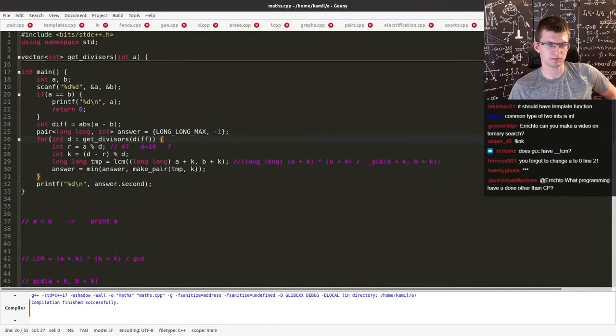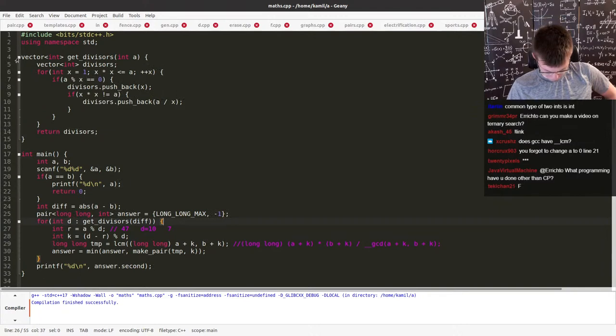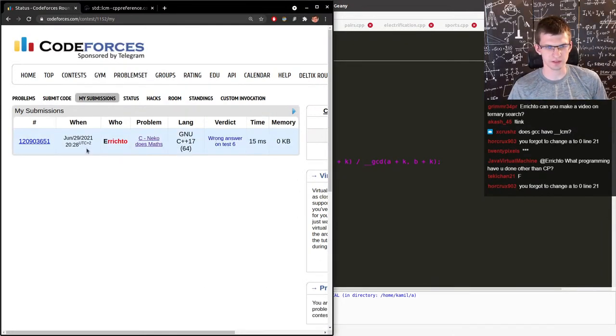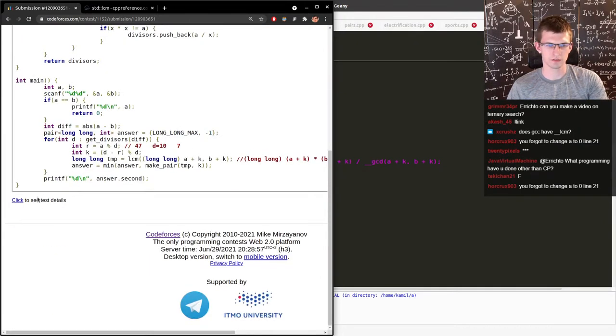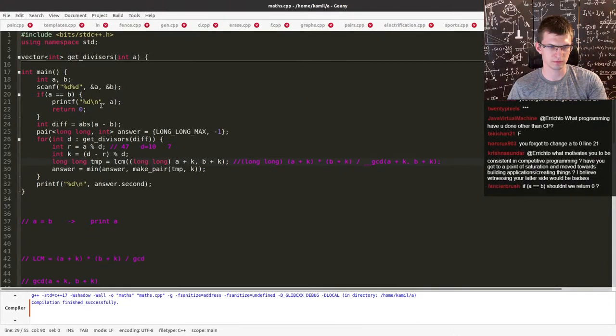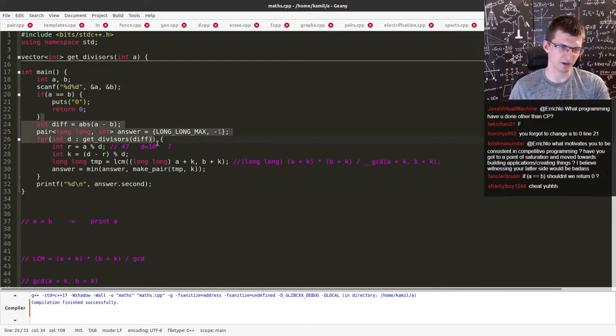Wrong answer. I don't know why. Let's cheat and open the test. For the sake of saving time, you forgot to change A to 0. LCM is A, K, we print K. Okay. Because when I was here, I still thought that we print the LCM. I was here when somebody told me that actually we print K.